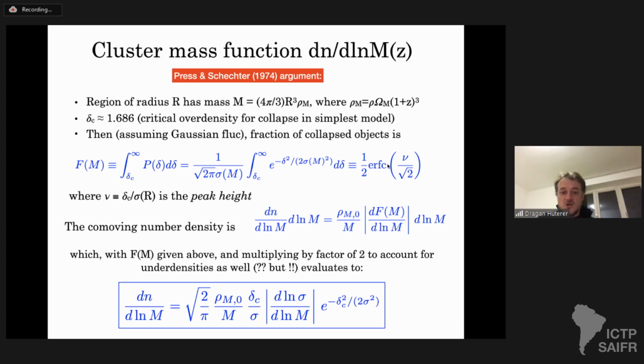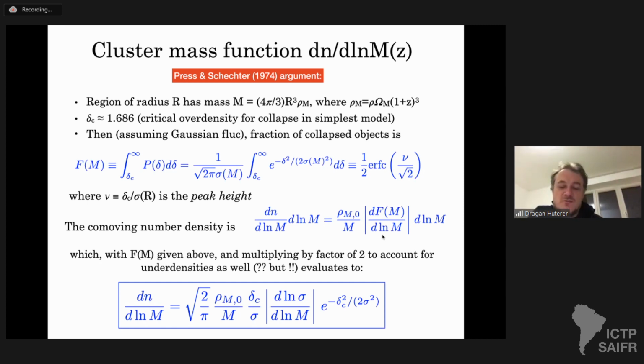Okay, so now you've got everything, and all you need to take is the derivative of the error function. The derivative of the error function is again some kind of Gaussian. But also what gets differentiated is this sigma. Sigma depends on cosmology. So you just take the derivative of this thing and plug it in here. You get the Press-Schechter mass function.